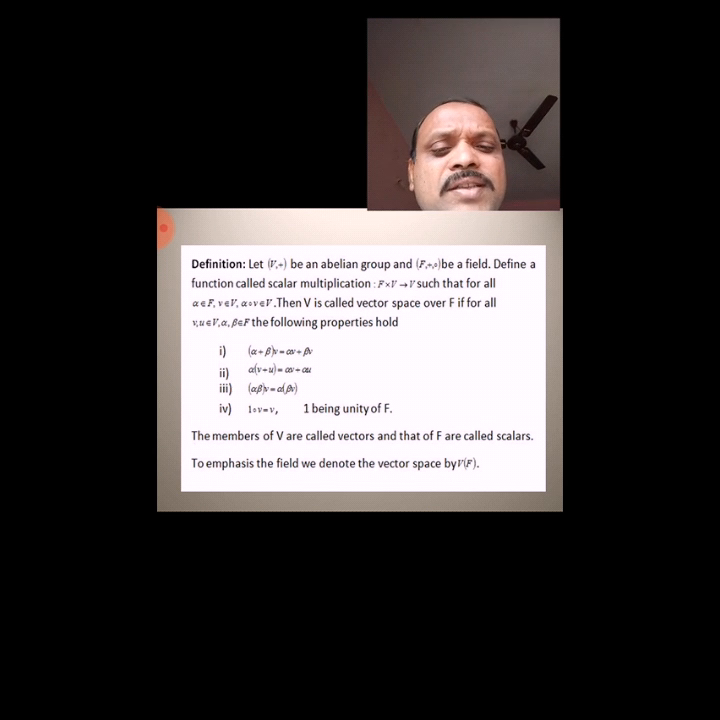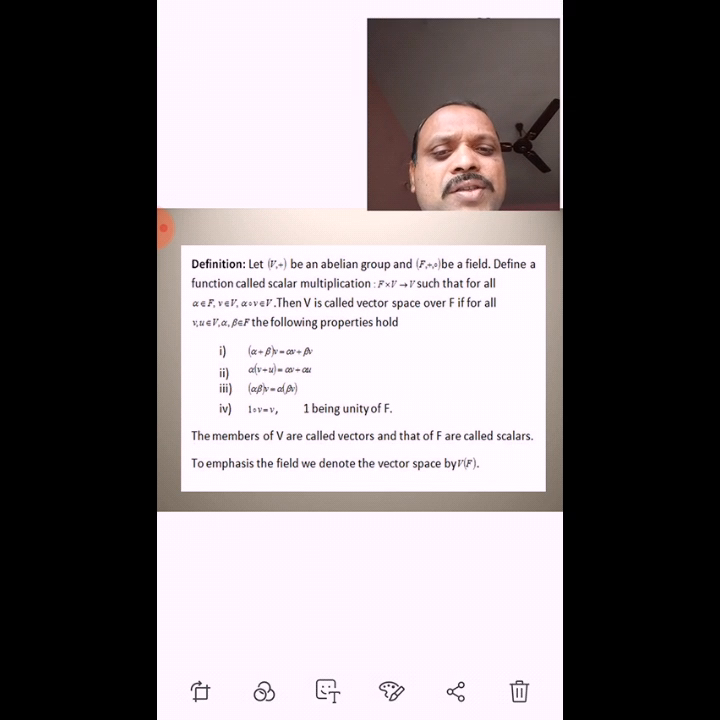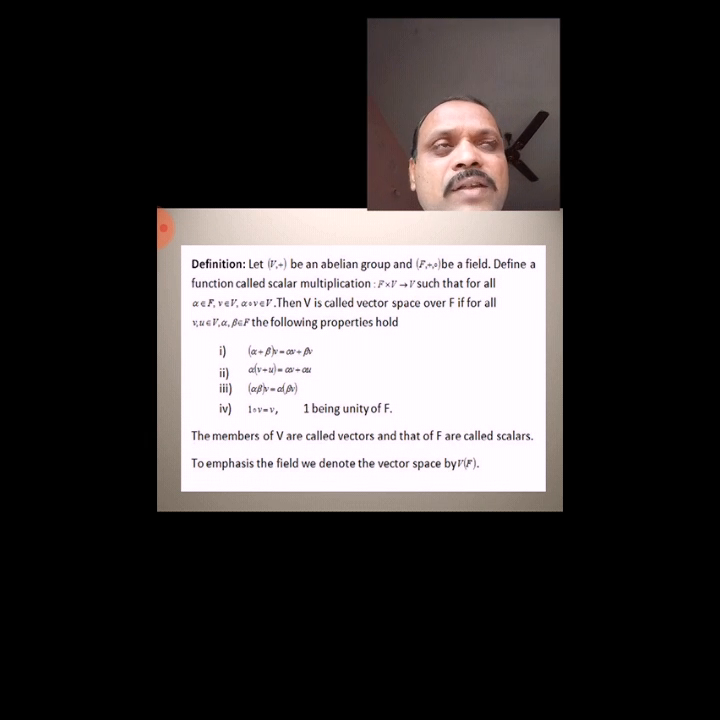First property: consider alpha plus beta and v. The binary operation between alpha plus beta and v is equal to alpha v plus beta v. Second property: alpha and two vectors u plus v, then we get alpha times u plus v equal to alpha u plus alpha v. Third one is alpha beta into v, that is alpha times beta v. And the fourth one: 1 v equal to v.